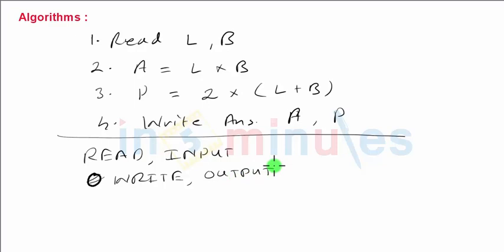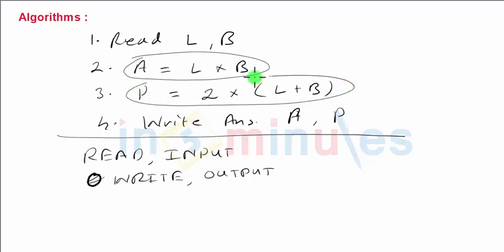To do any kind of calculation, we just mention the formula as we did here, for example A equal to L into B or P equal to 2 times (L plus B). So we mention some expressions. This kind of statement or instruction is called an expression. And we also need to mention the start of the algorithm by writing the start command, and to indicate the end of the algorithm we write the stop command.